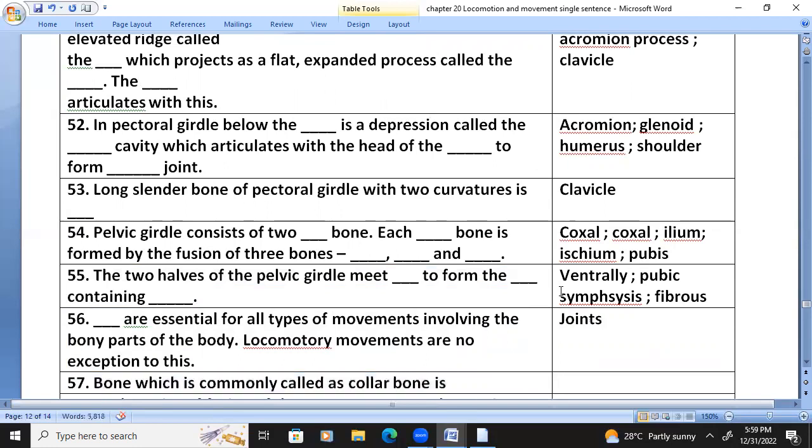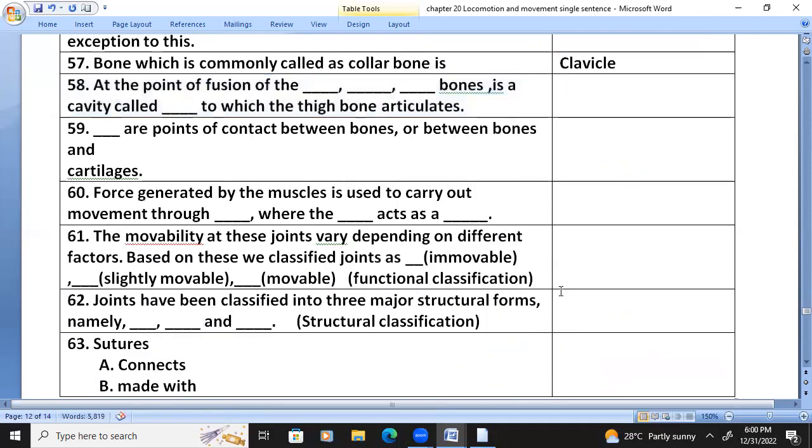The bone commonly called the collarbone is the clavicle. At the point of fusion of the ilium, ischium, and pubis, there is a cavity called the acetabulum, to which the thigh bone articulates to form a ball and socket joint.